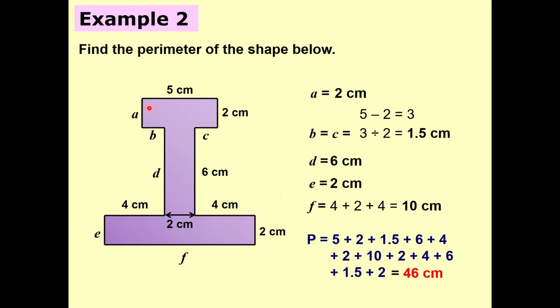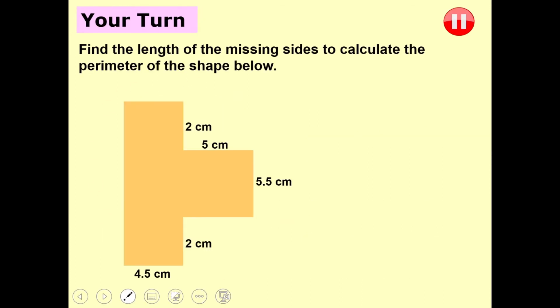Okay, so we need to look at our questions carefully and think about what sides we don't have, and you need to make sure you've got a length for every single side before you start adding together to find the perimeter. Okay, so we've got another shape here. This is your turn. Can you please pause here, find the missing lengths to calculate the perimeter of this shape here.